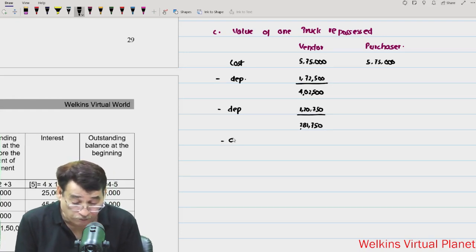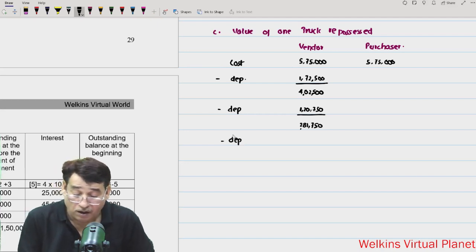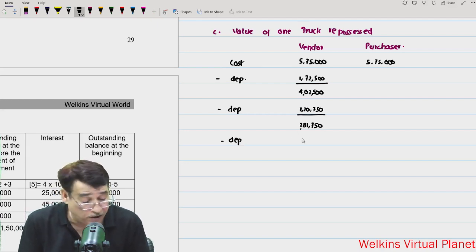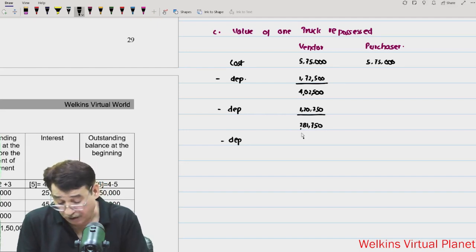Now depreciation for the third year. If I am going to compute the depreciation for the third year, the amount of depreciation for the third year will be equal to 84,000. Let me compute it into 30%.